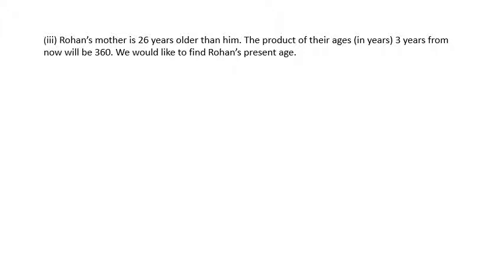Now the third type is, Rohan's mother is 26 years older than him. So we have Rohan, we have his mother. If Rohan's age is x, then mother's age is x plus 26, because Rohan's mother is 26 years older than him. The product of their ages 3 years from now will be 360. Now after 3 years, what will be Rohan's age?